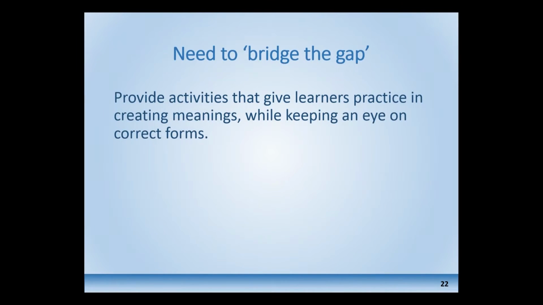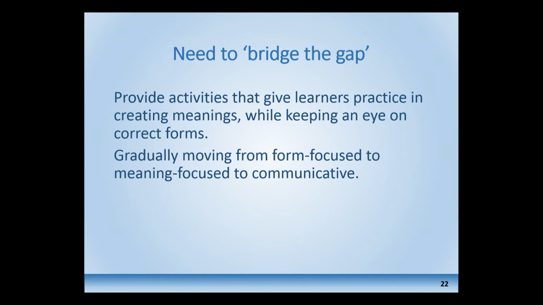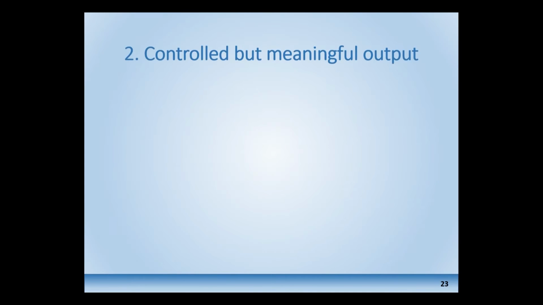Provide activities that give learners practice in creating meanings while keeping an eye on correct forms. What I'm suggesting is a process where we gradually move from form-focused to meaning-focused to communicative in grammar practice. For example, let's look at the present perfect again. We've done our very form-focused exercise in the previous one I showed you, where we're just concentrating on getting it right. How about this one?